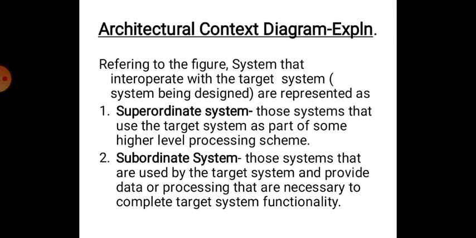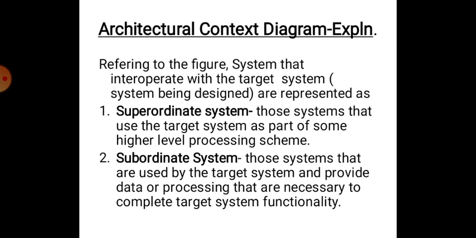Now we'll explain the architectural context diagram. Now referring to the figure, systems that interoperate with the target system are represented as subordinate system, superordinate system, users and peers. First we'll consider superordinate system. These are systems that use the target system as part of some higher level processing scheme. So these superordinate systems are at a higher level and they take the services of the targeted system.